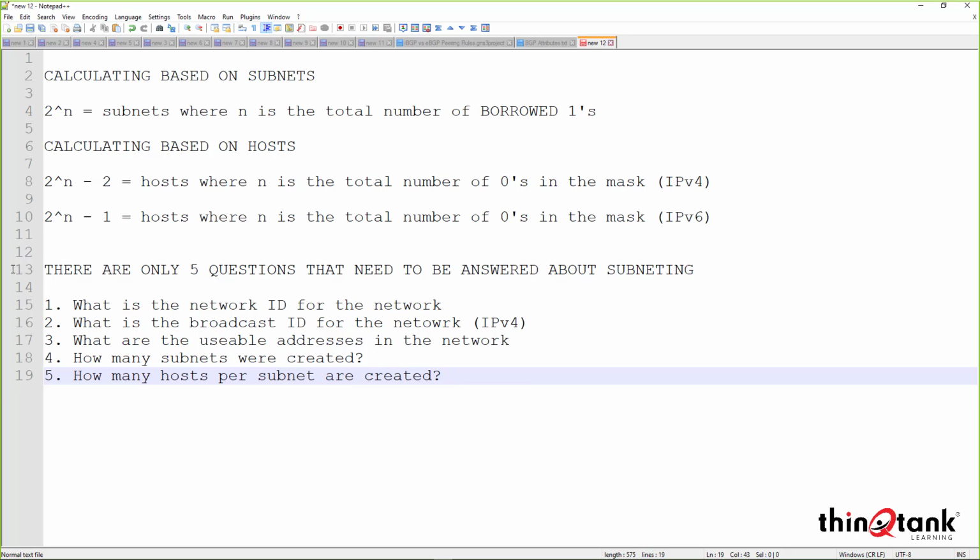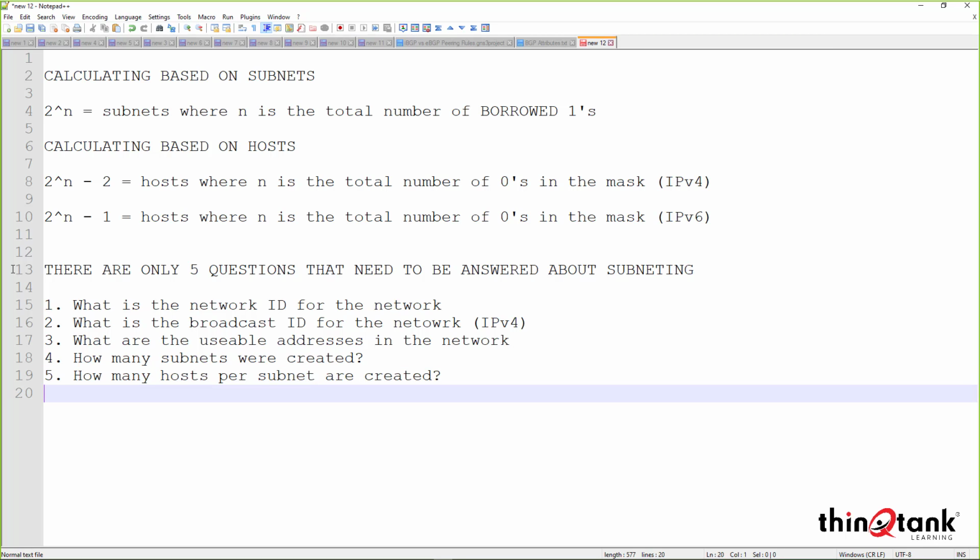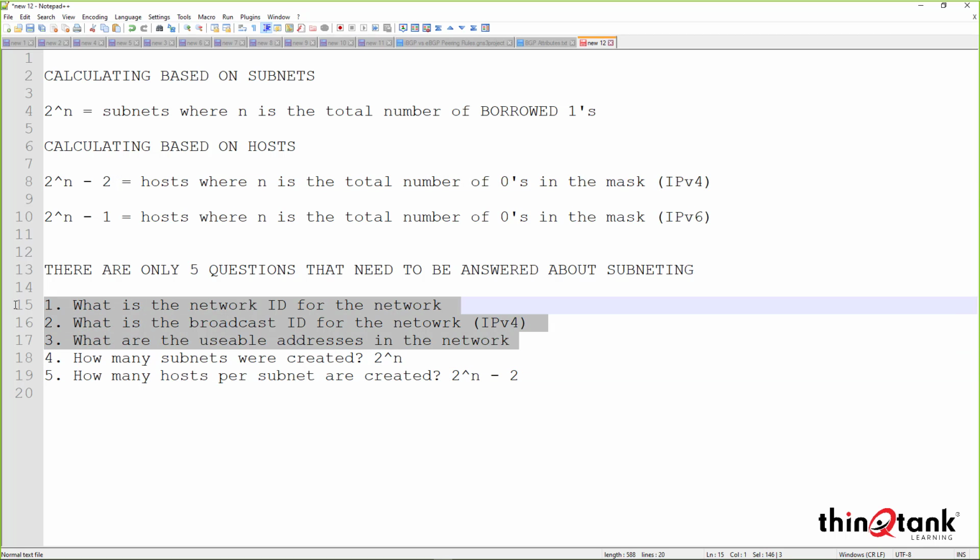These are really the only 5 calculations you'll ever have to calculate when it comes to subnetting. 2 of these we've already done. How many subnets and how many hosts per subnet. Those are the powers of 2 formulas that I just talked about. For number of subnets, it's 2 to the power of n, and here 2 to the power of n minus 2 is the formula. These first 3 things are more related to what I call the anatomy of the network. The anatomy of the network.